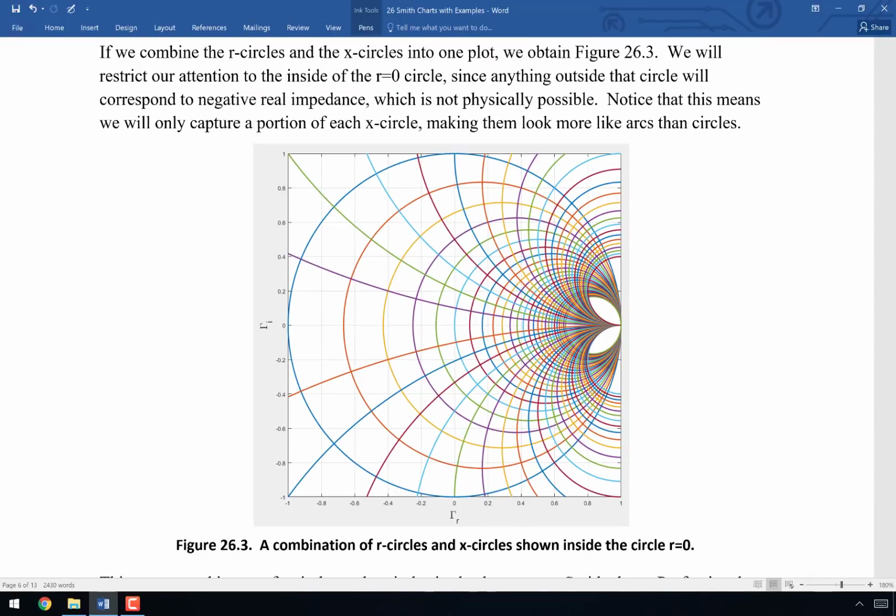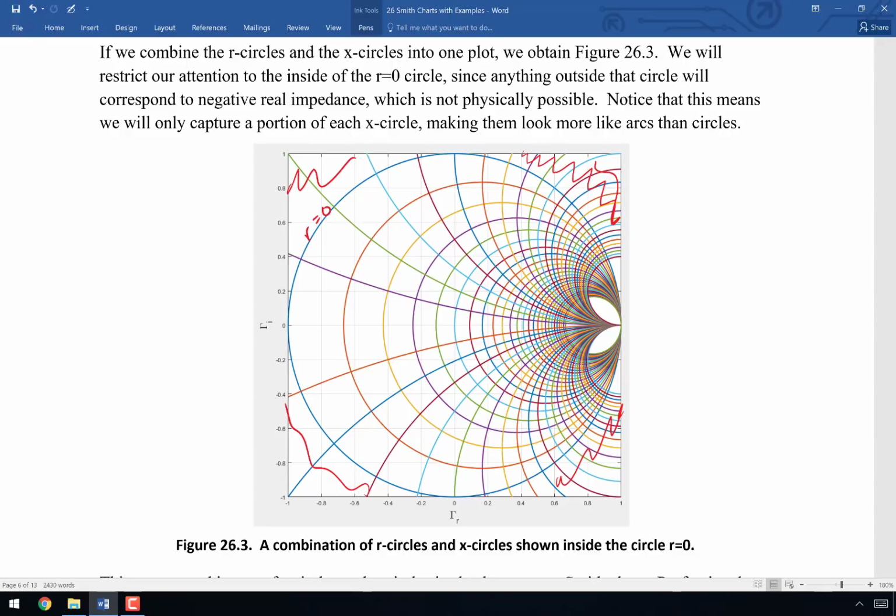Now I'm really just focusing on the region inside R equals 0. This is the R equals 0 circle right here. And so anything that's outside of that circle doesn't matter. It's difficult for me in MATLAB to get rid of this stuff and this stuff and this stuff and this stuff. But none of that matters, because if you were outside the R equals 0 circle, you would have negative real resistance. And that's not possible. So it's only the part that's inside that circle that matters.